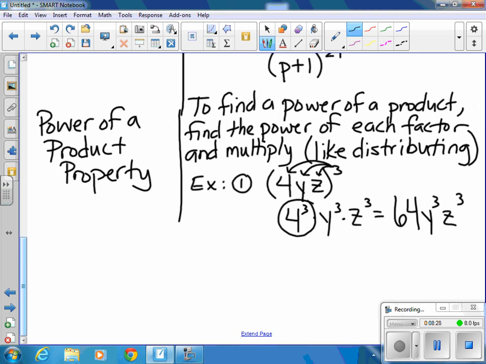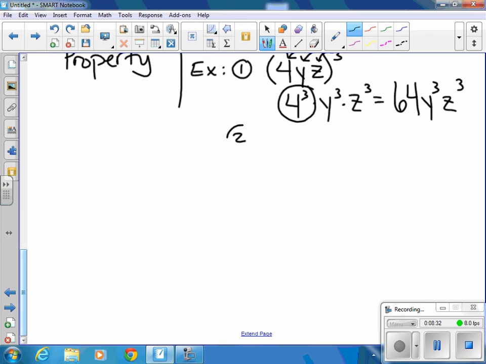Right? Remember, your variables need to stay in alphabetical order. Okay, so that's the trickiest part about this one, is that not only do you have to distribute your powers, but you have to watch out for those coefficients. Right? So here's another one.